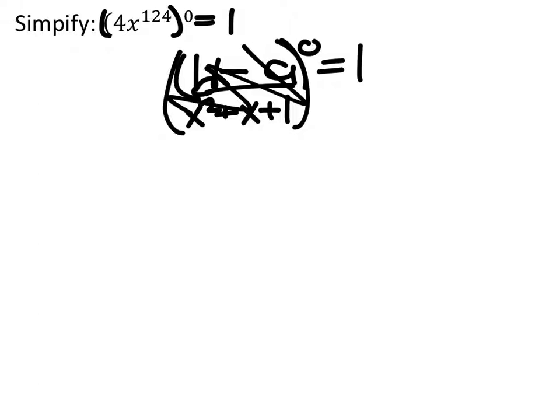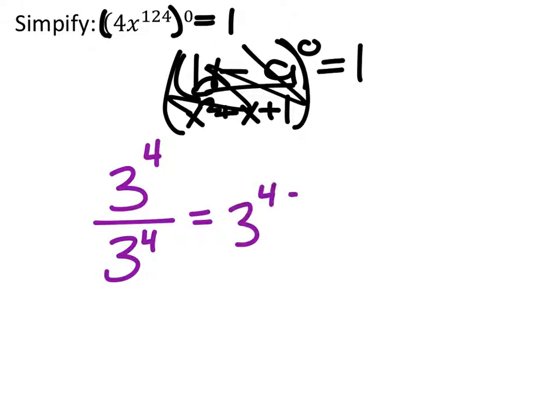So if we go back, just kind of what the power of 0 is, right? If we looked at subtraction of exponents, we'll use 3. 3 to the power of 4. And if I divided this by 3 to the power of 4, if I use the quotient rule, I would get 3 to the power of 4 minus 4, which is 3 to the power of 0.